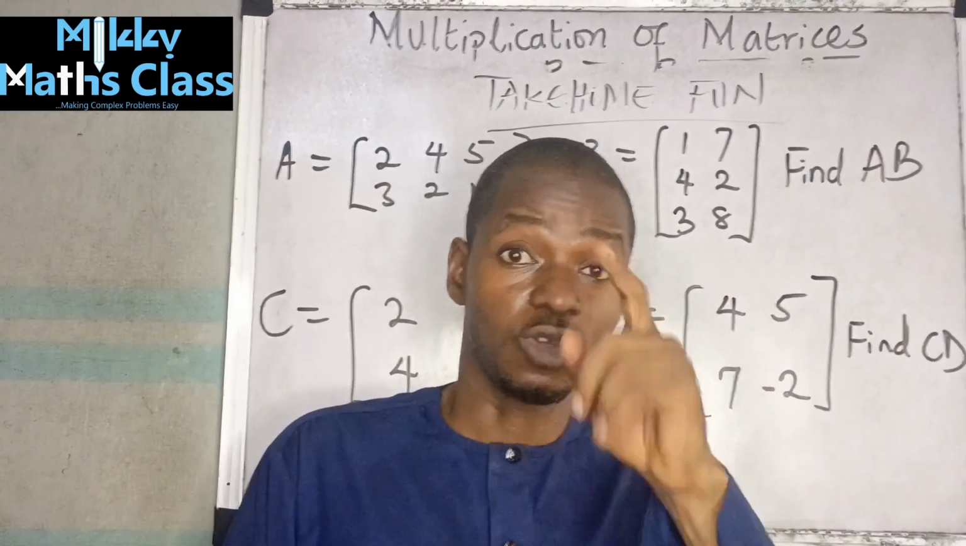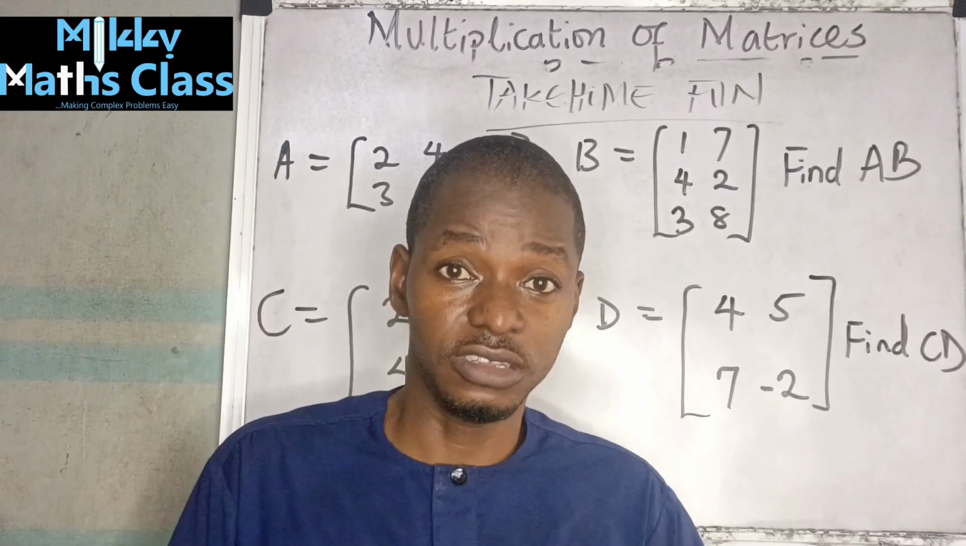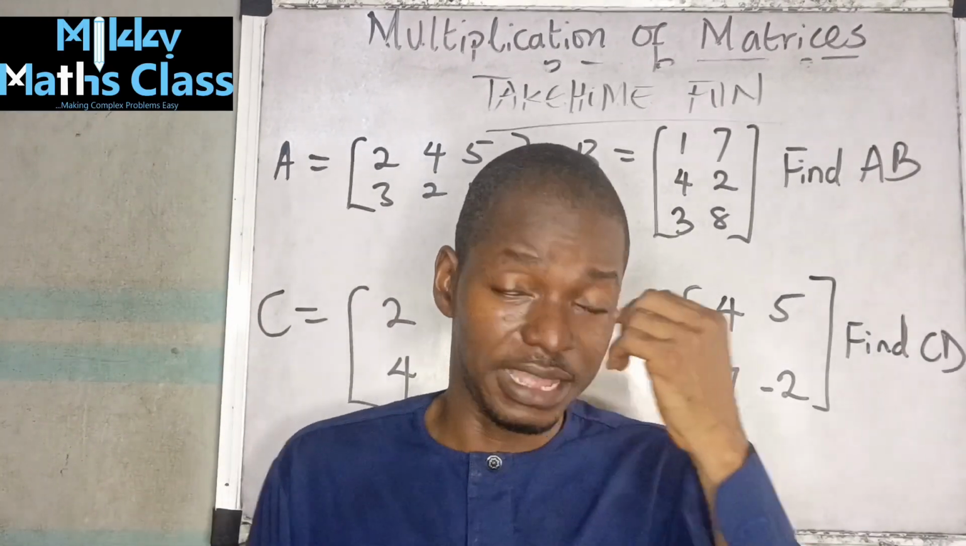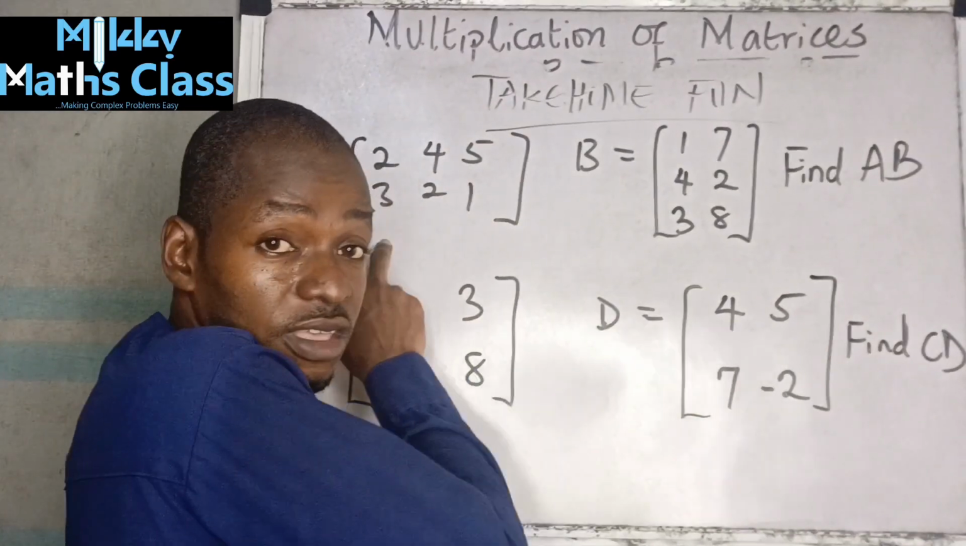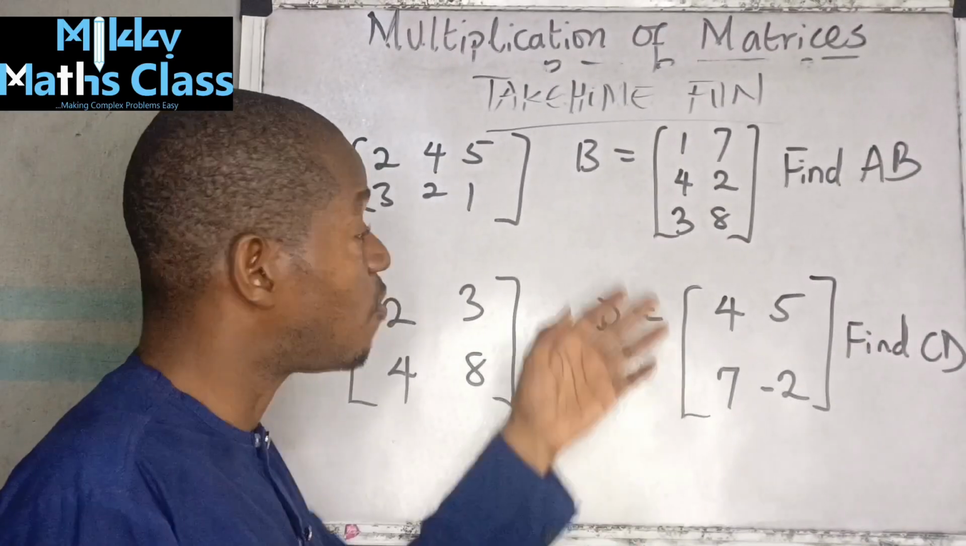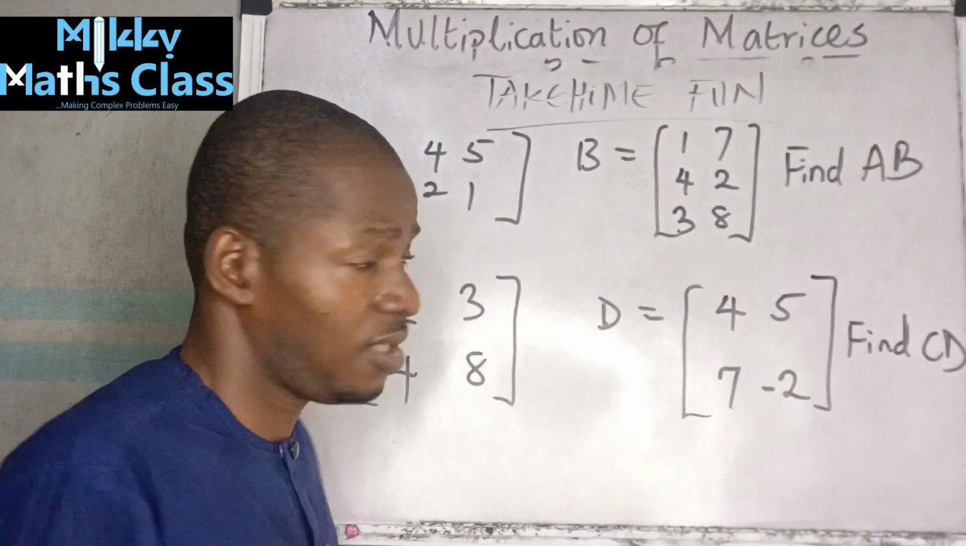All right, I hope you have learned in today's class. We looked at multiplication of matrices, and we said the condition or the golden rule for multiplying a matrix is that the columns in matrix A must be equal to the number of rows in matrix B.